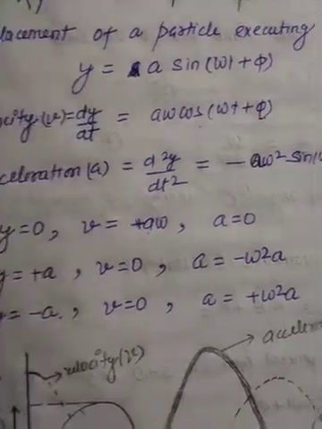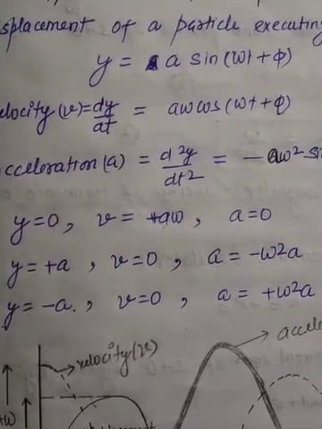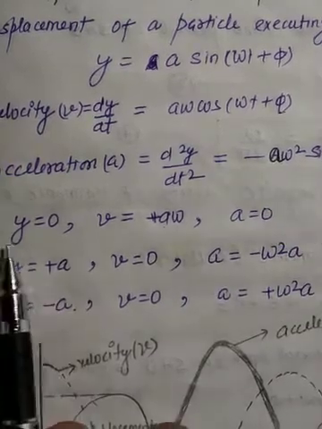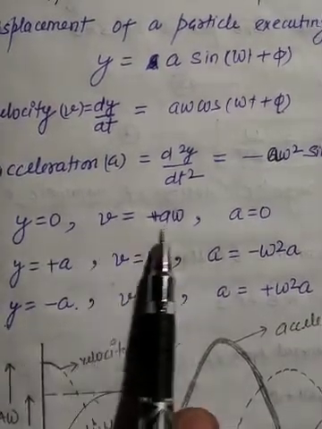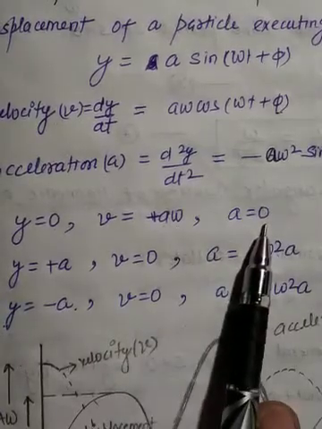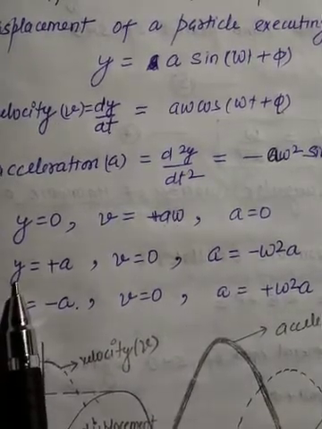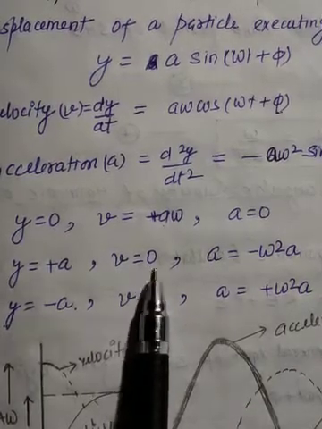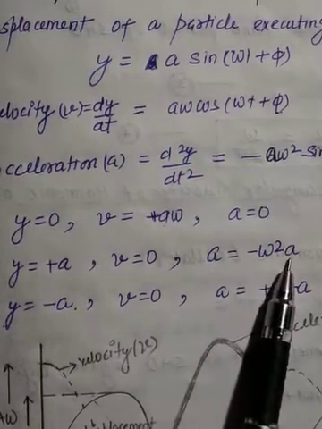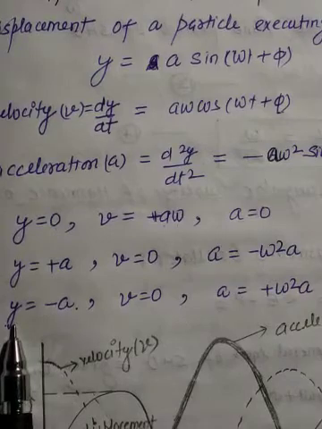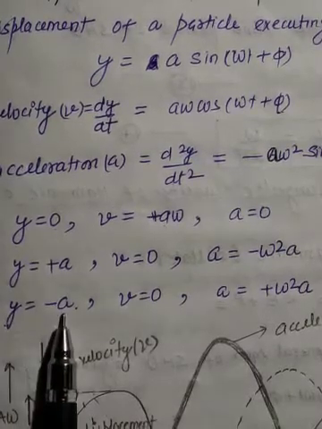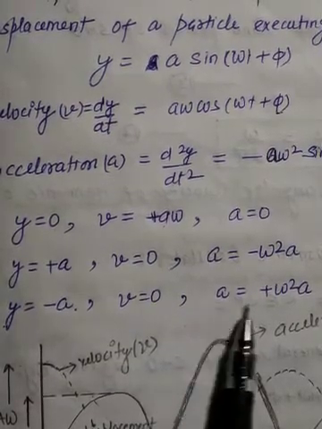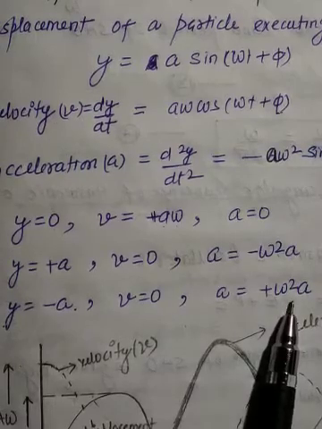Okay, so these are the three mathematical observations. When the displacement of the particle is 0, the velocity of the particle becomes a omega, and the acceleration of the particle will be 0. When the displacement of the particle becomes highest or maximum, the velocity of the particle becomes 0 and the acceleration becomes minus omega square a. And the third result is that when the displacement of the particle is minimum, then the velocity will become 0 and the acceleration of the particle will become plus omega square a.